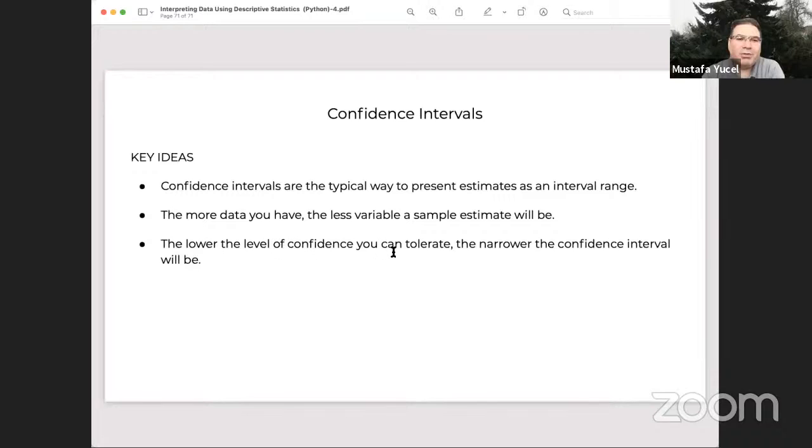The lower the level of confidence you can tolerate, the narrower the confidence interval will be. As I said, if you want to be really confident about your estimation, you need to get bigger sample sizes in order to estimate with more confidence. It's something like this.